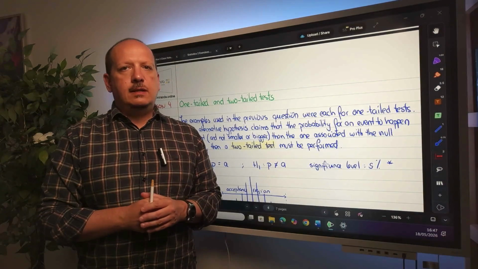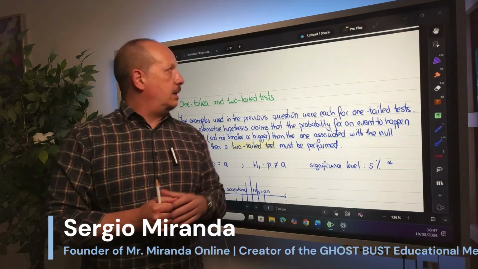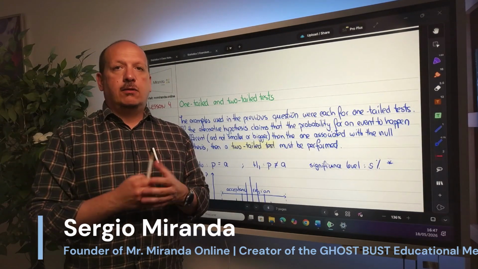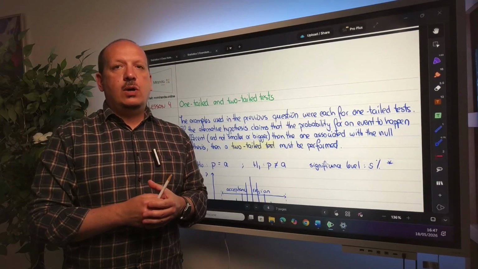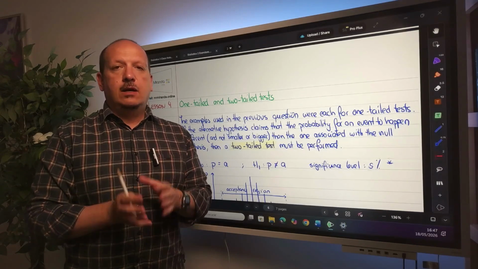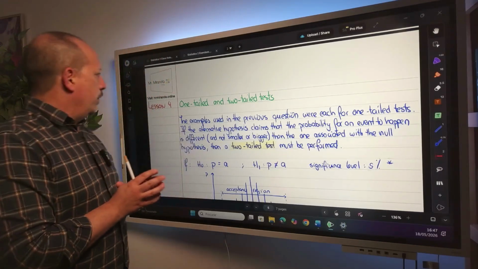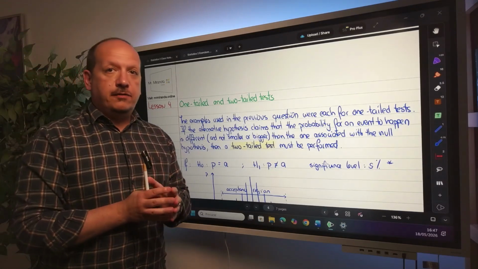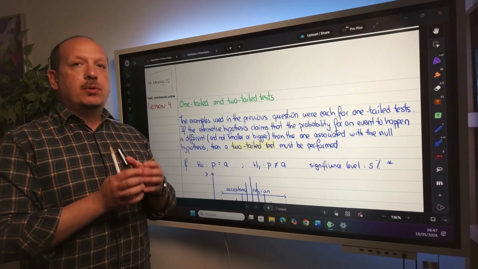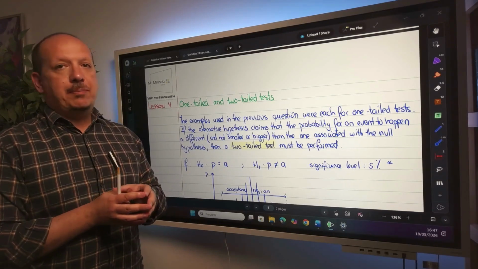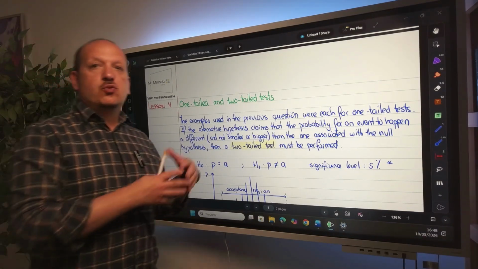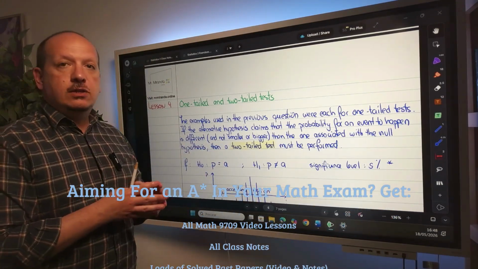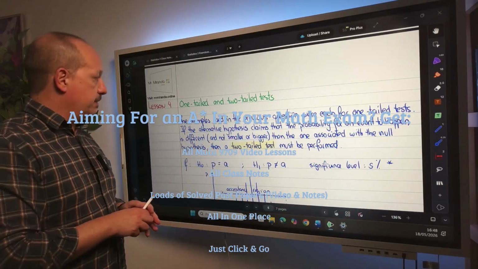In our previous lesson, we were discussing one-tail tests, but I mentioned then that there are situations in which you have two-tail tests. What is this? You have a two-tail test if the alternative hypothesis claims that the probability for an event to happen is different, and not smaller than or bigger than the one associated with the null hypothesis.